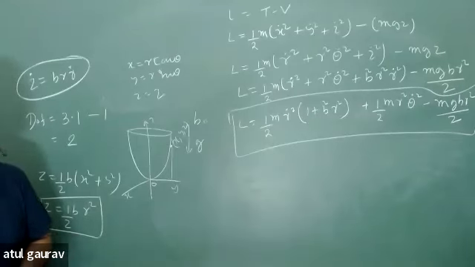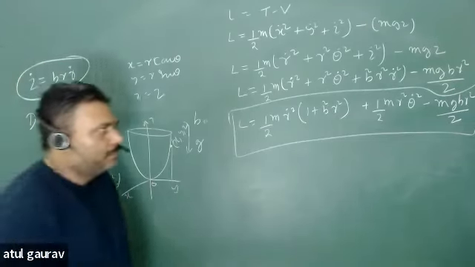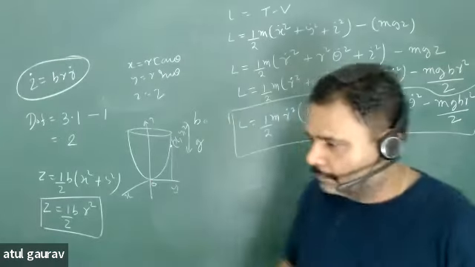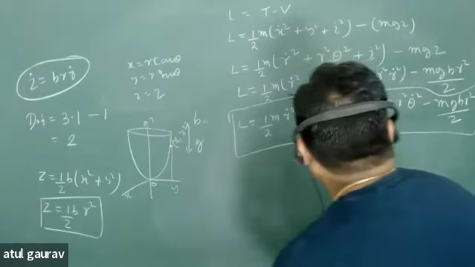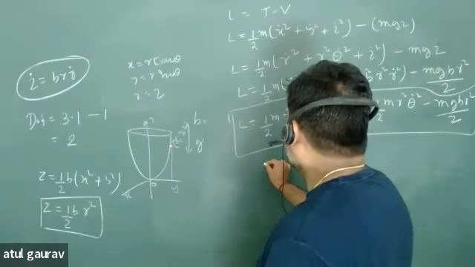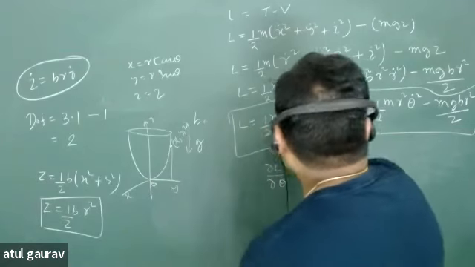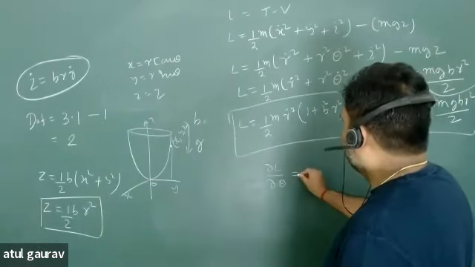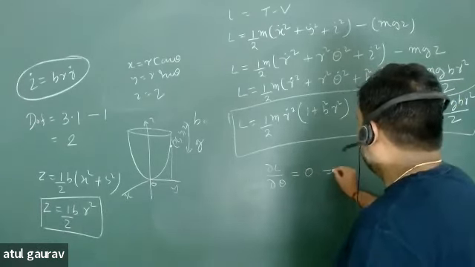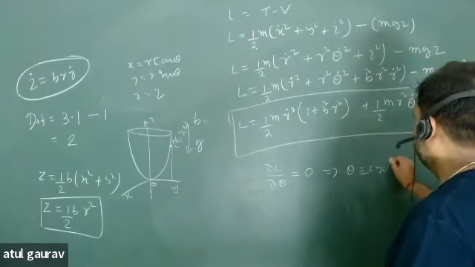Now, just tell me, what is your cyclic coordinate? Theta. Very good. Theta is my cyclic coordinate. How do you know? You can easily calculate del L upon del theta. This Lagrangian is not an explicit function of theta, so del L upon del theta is equal to 0. That means theta is a cyclic coordinate.